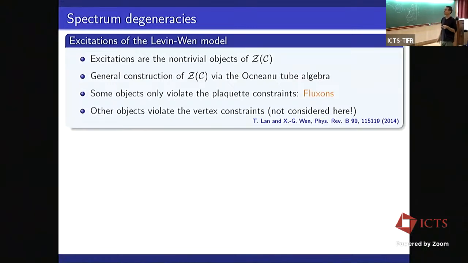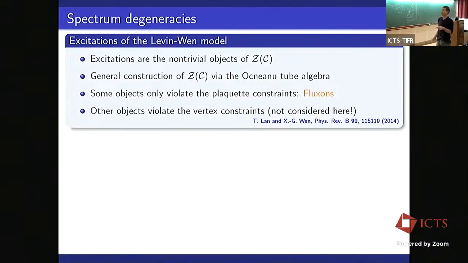So the vacuum of the Levin-1 model is given when you have nothing inside the plaquette, but as soon as you have another object than the vacuum, it will be one excitation, it will cost 1, and these are the excitations of the Levin-1 model.